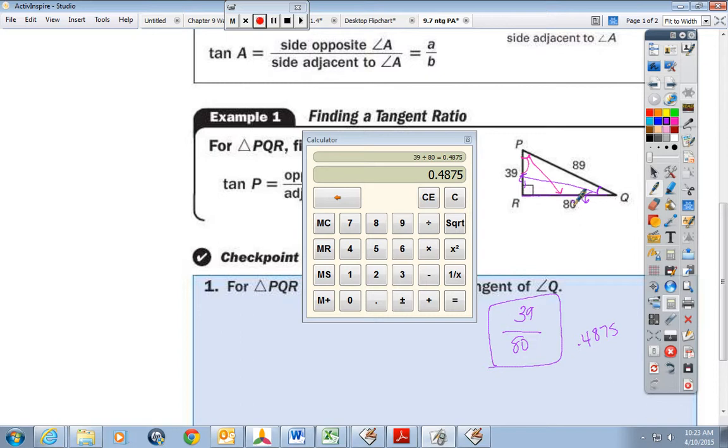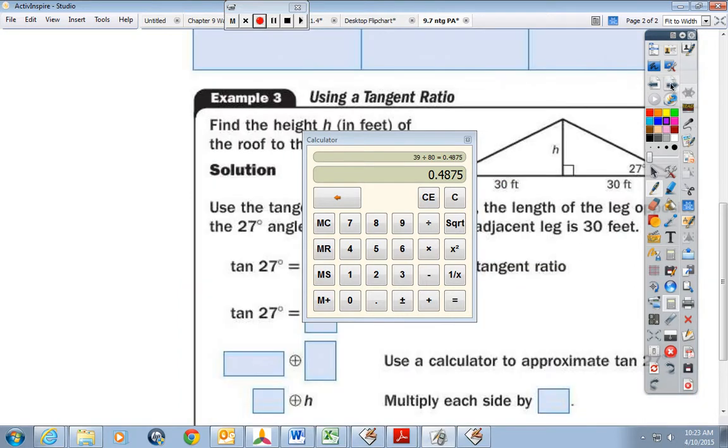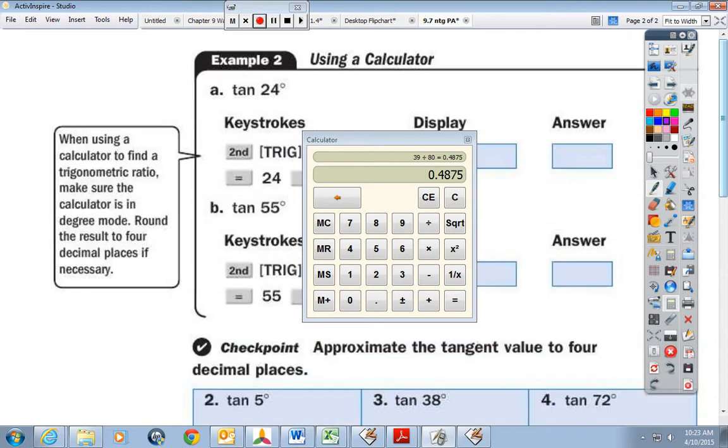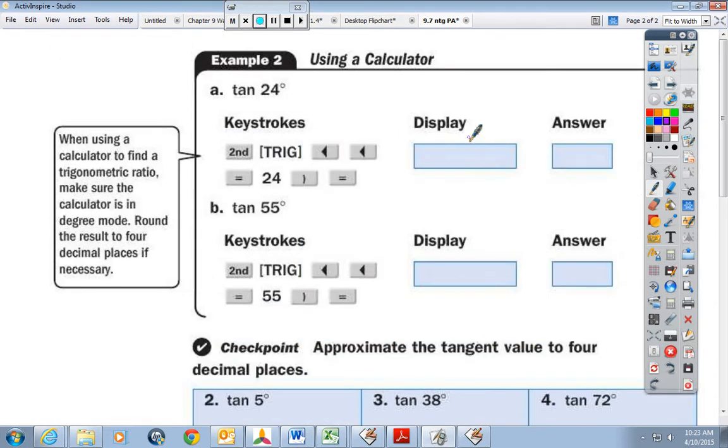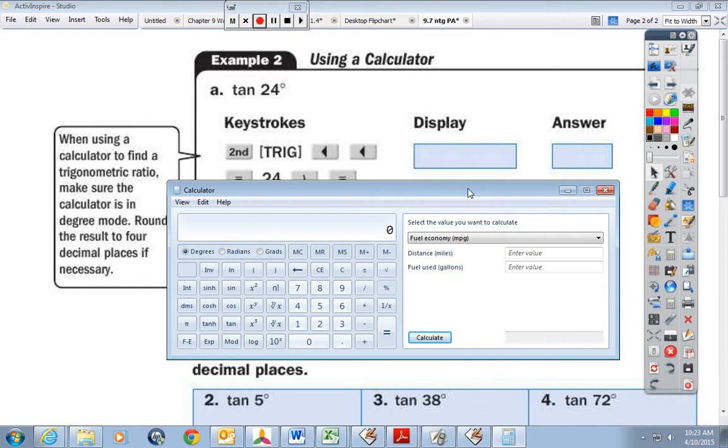Now, example 2, super easy, because you get to use your calculator, and it even tells you. Now, everybody's calculator is a little bit different, okay, with how you plug it in. Some calculators you'll have to hit the trig button first and then type in the number. Other calculators you'll type in the number and then hit the trig button. Okay, so for the calculator that I have, I type in the number first.